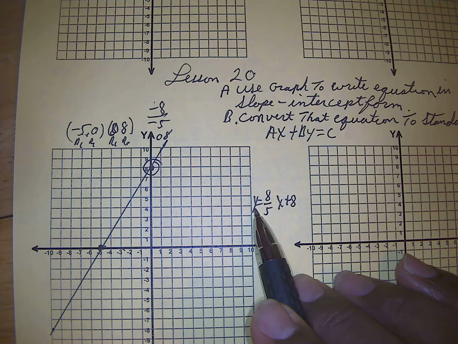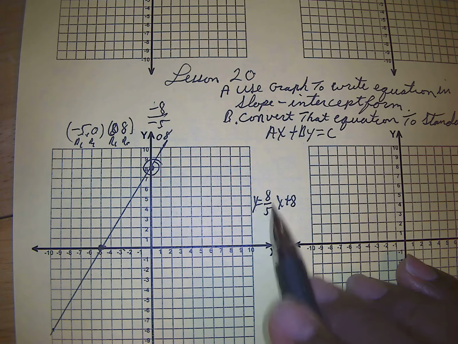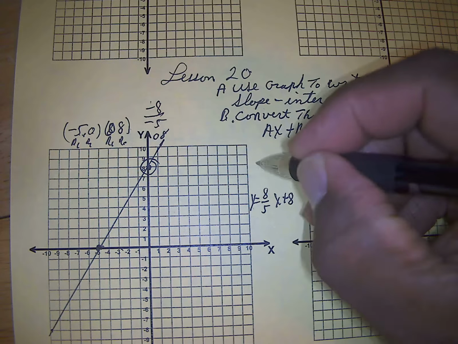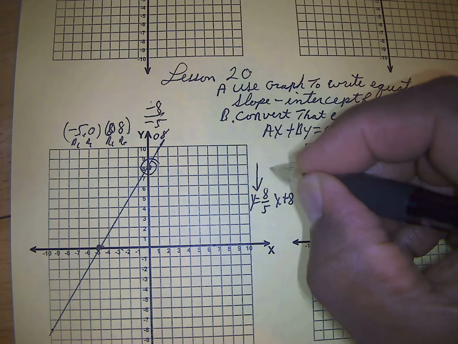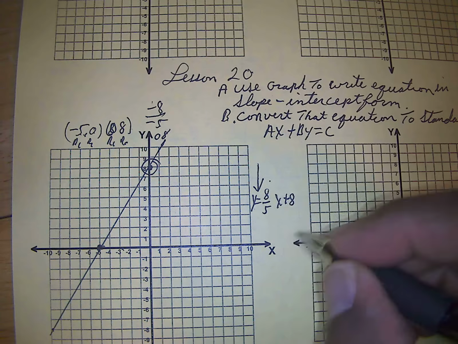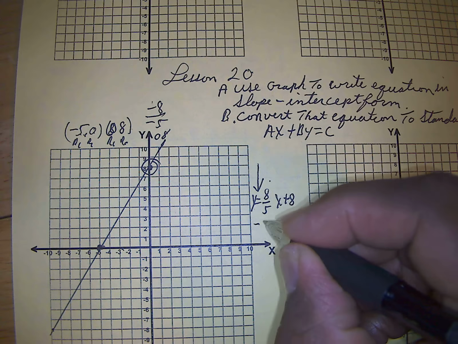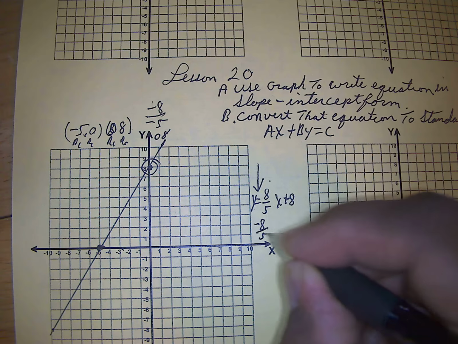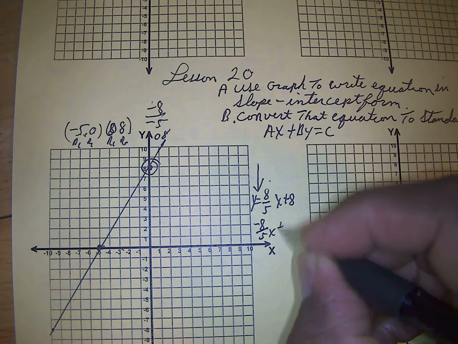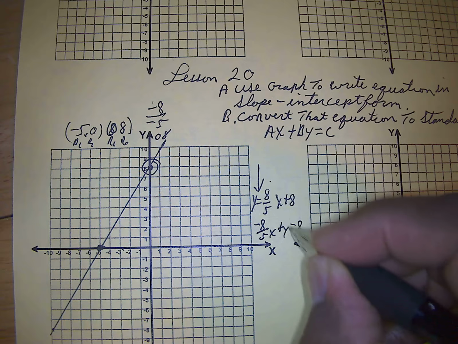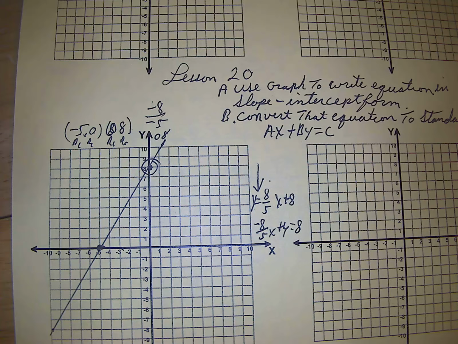Well, the y is already over there. So if 8 over 5x is positive on the right side of the equal sign, and here's your equal sign, if it's positive over here, it's got to be negative over there. So when I rewrite it, I'll just write negative 8 over 5x plus y equals 8. It's just as easy as that.